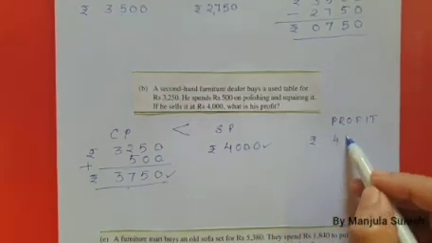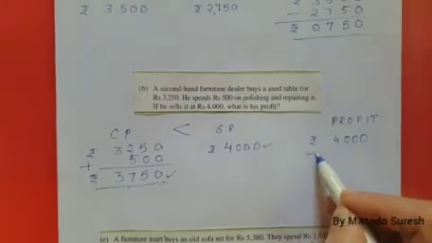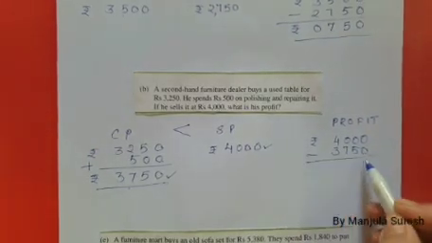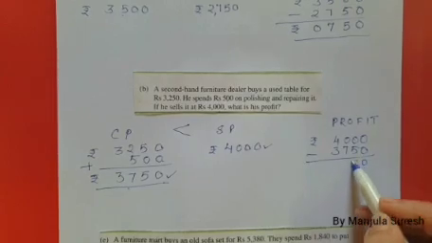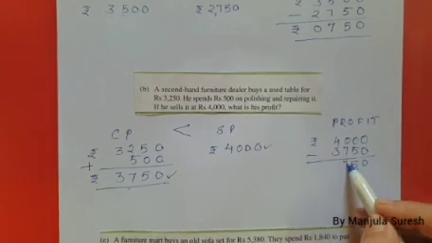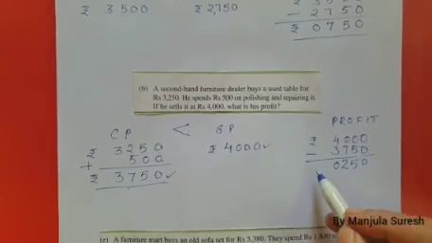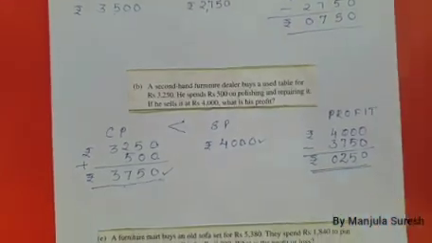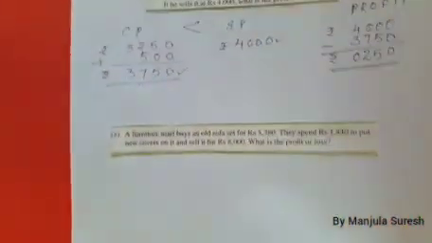Rupees 4,000 minus rupees 3,750. 10 minus 5 is 5. 9 minus 7 is 2. 3 minus 3 is 0. So rupees 250 is the profit. Okay? And the final question.